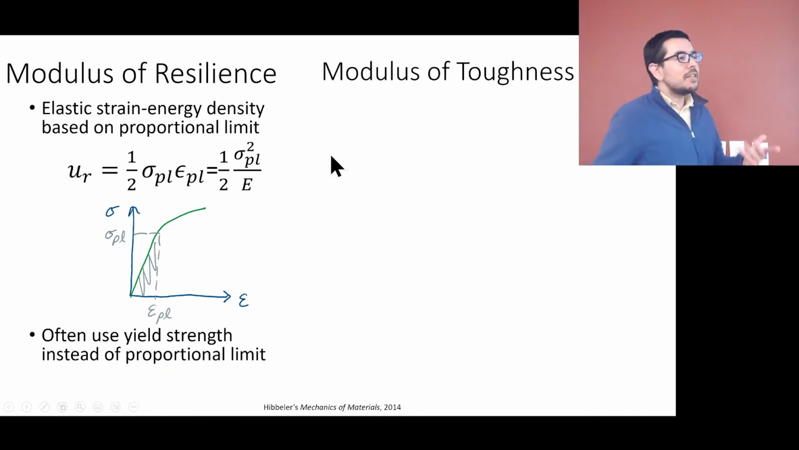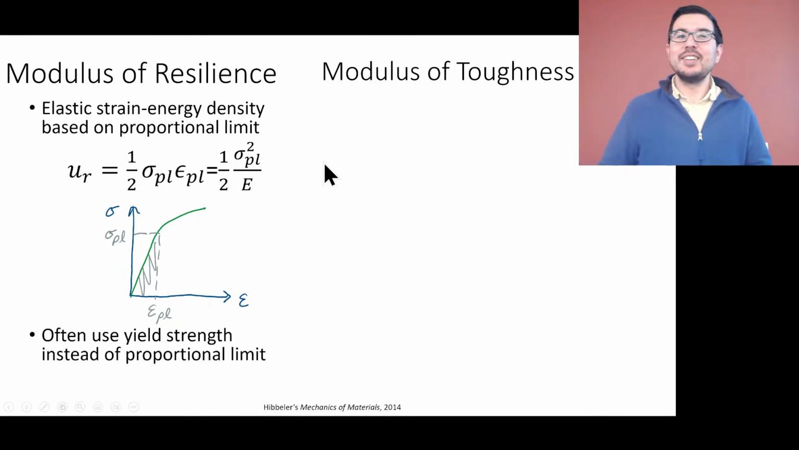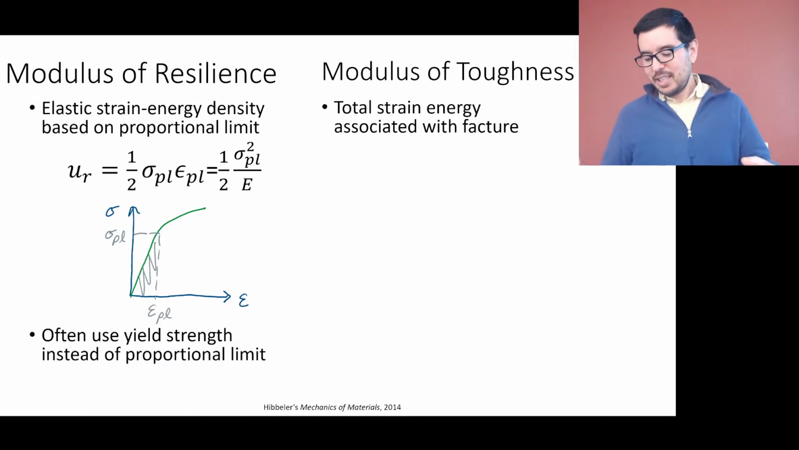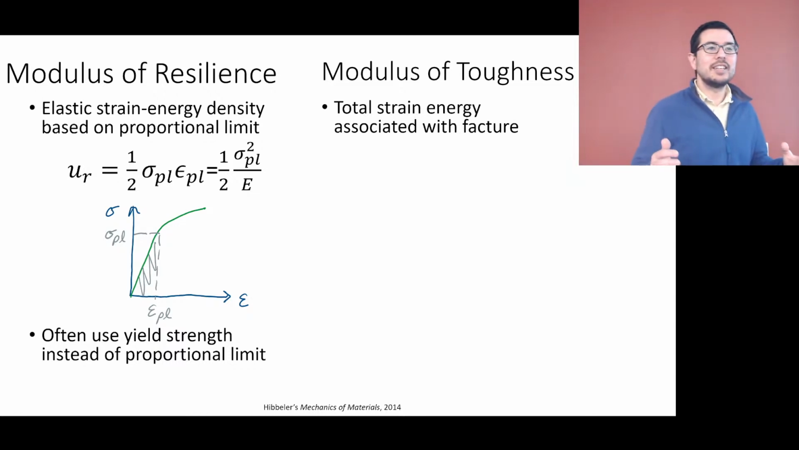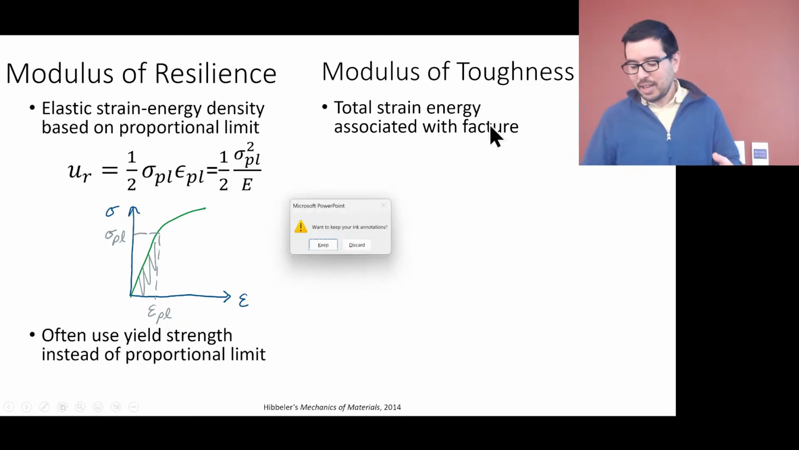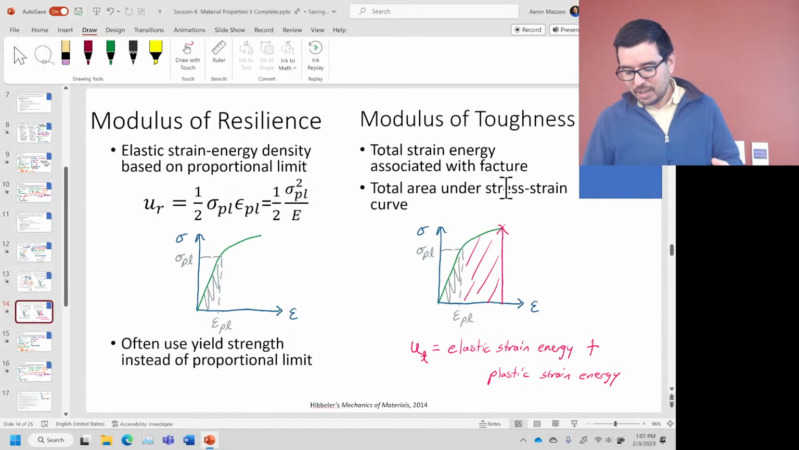What do you think modulus of toughness might be? Any ideas? We said it was related to ductility. I guess a lot of you have the notes, so you don't want to appear to be smart, although you are smart. But modulus of toughness has to do with the total strain energy. So, with fracture, do you guys know what fracture is?